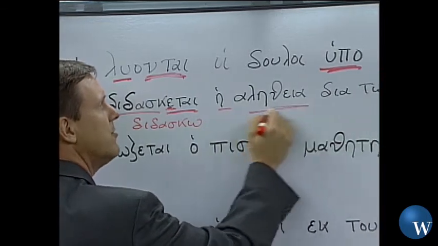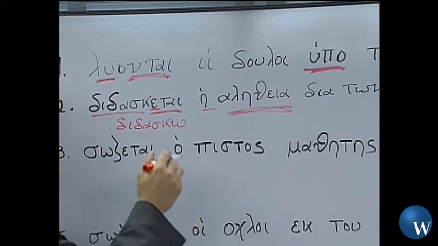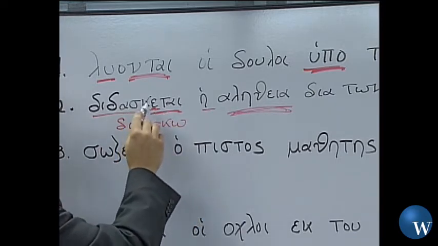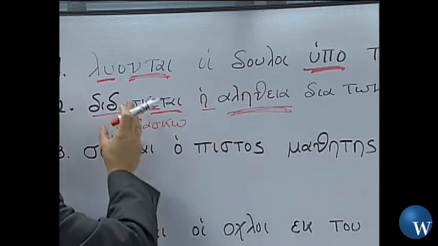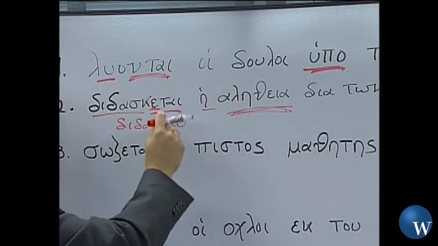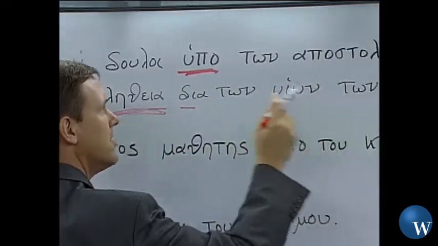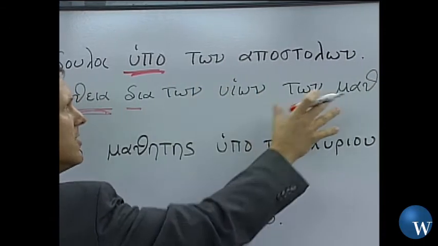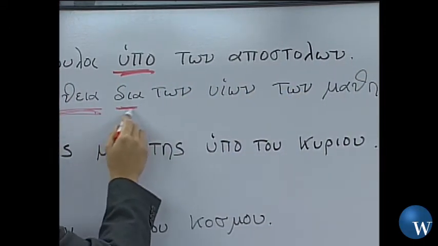What's the subject then? Here it is, the truth. The truth is the subject. So the truth isn't teaching something, but rather the truth is being taught. Okay? This truth is being taught. And then we have dia, ton, huion, ton, matheton. Here are all those ons. I know that's a unit forming together. And then dia is the intermediate agent.